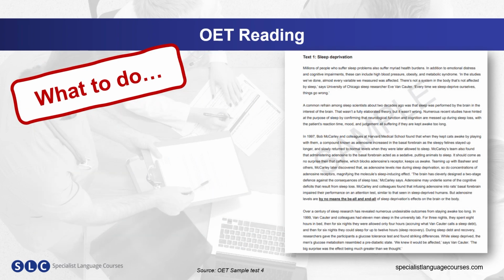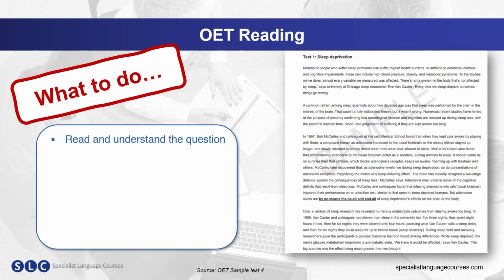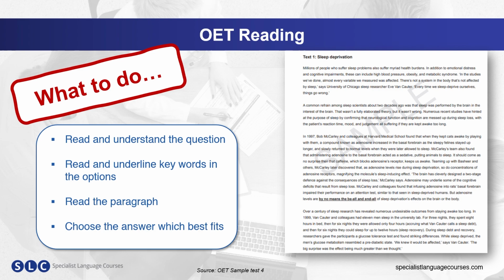So what should you do? Start by reading and understanding the question. It's vital that you understand this. Then underline keywords in the answer options, read the paragraph and choose the answer which fits best. Again, it might be better for you to read the paragraph first so you aren't distracted by the options. It's also a good idea to number the paragraphs in the text so you can find each paragraph quickly.